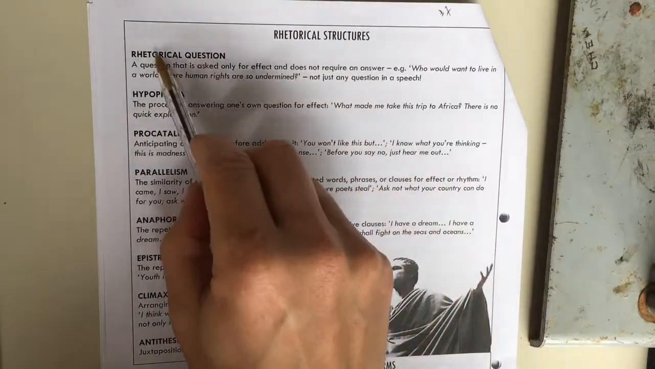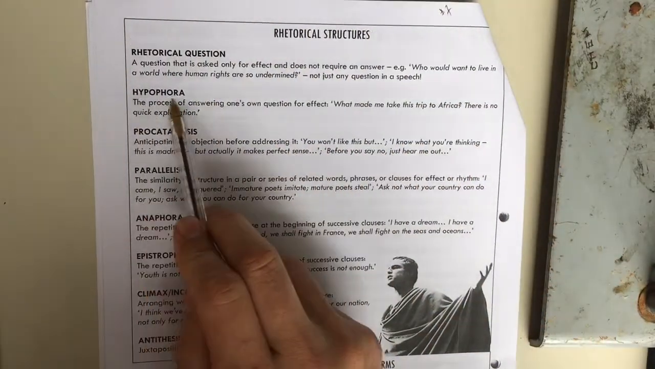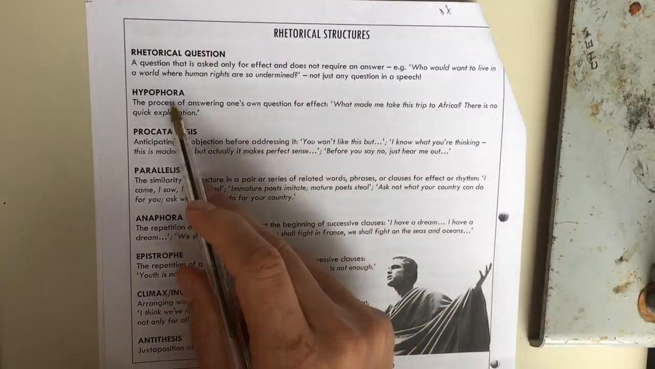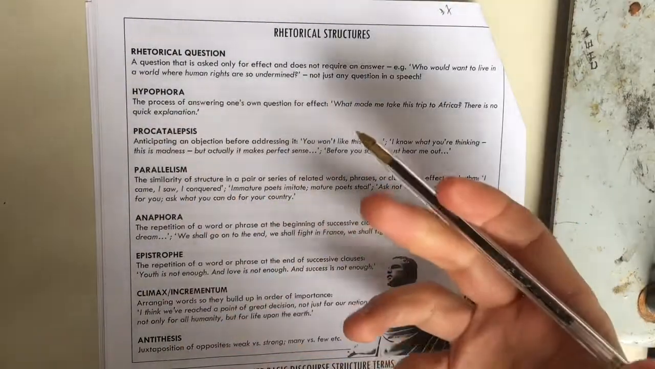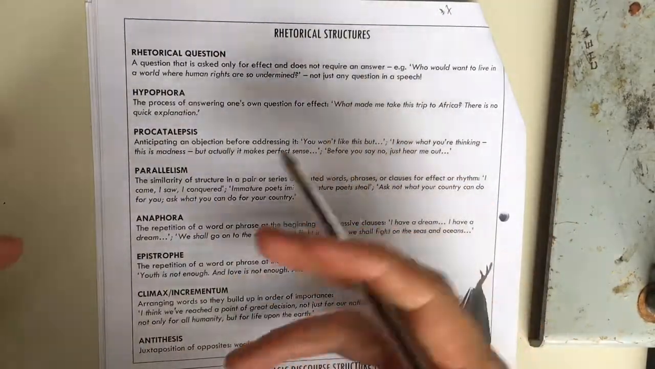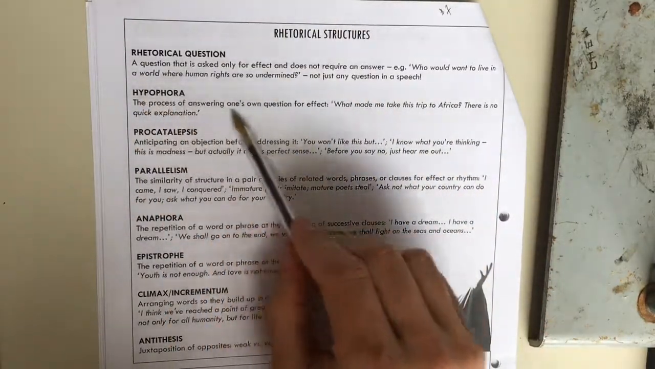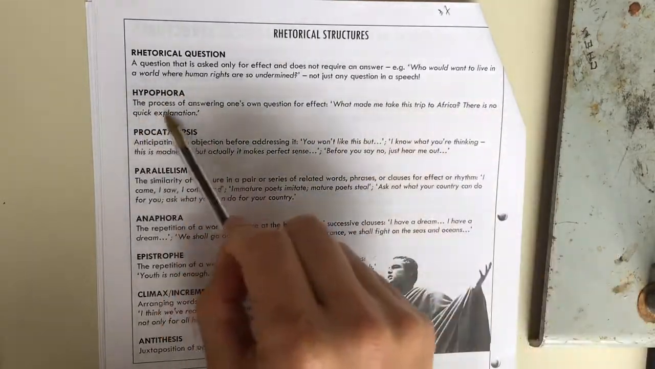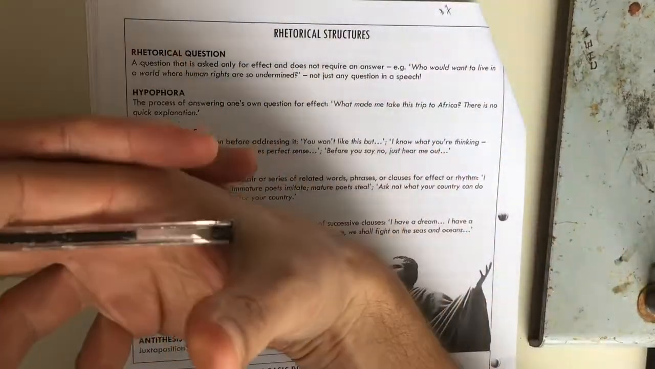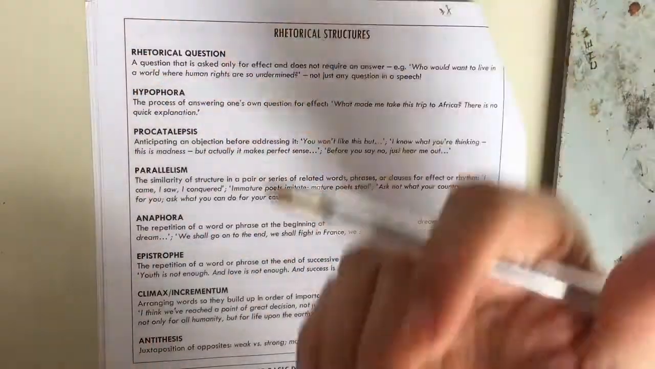So the first one is an interrogative that doesn't require an answer, to put across a particular position or be persuasive. This one's called hypophora. I feel a little bit like I'm teaching at Hogwarts doing this. Hypophora. A lot of the words are ancient Greek, because they were well into persuasive technique and political discussions and things like that. So hypophora is answering one's own question for effect. For example, what made this trip to Africa? There is no quick explanation. So you set up a question and then answer it.